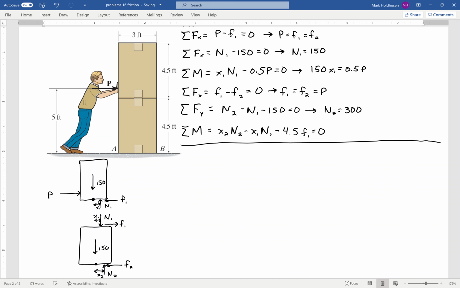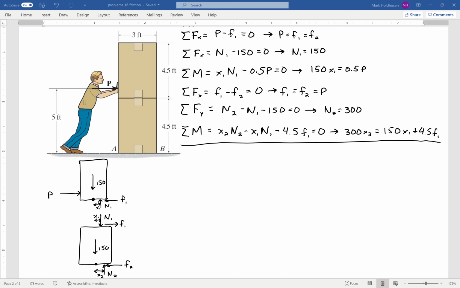And then I'll simplify this equation, throwing in what I know about N as well, and that'll be 300 x2 equals 150 x1 plus 4.5 f1. So again, everything above this line is going to hold true for the entire problem.